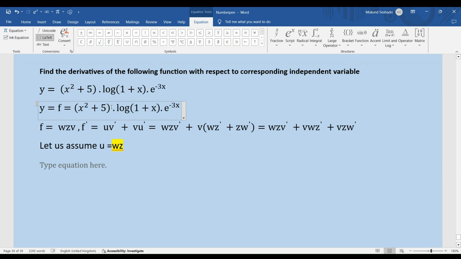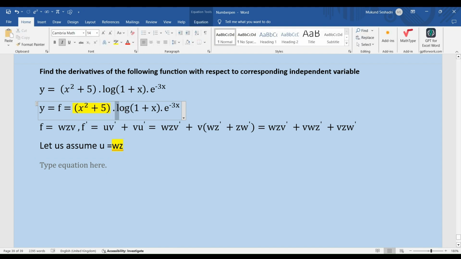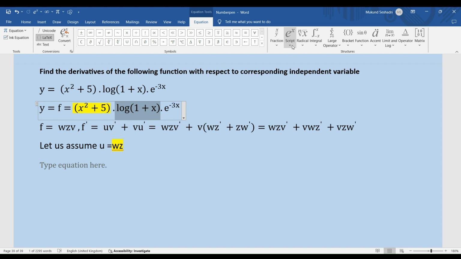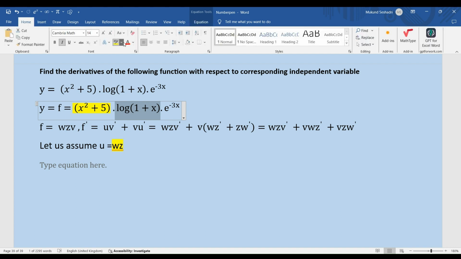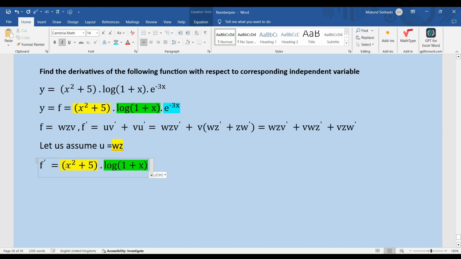So I have my three functions. What are those three functions? My function one is x squared plus 5, which I will highlight in yellow. My function two is log of 1 plus x, and my function 3 is e to the power minus 3x, which I'm calling out in turquoise, right? So I'm going to write my f dash now in terms of these three functions, right? The product of my first two functions, I write them as it is. So this is what I have.